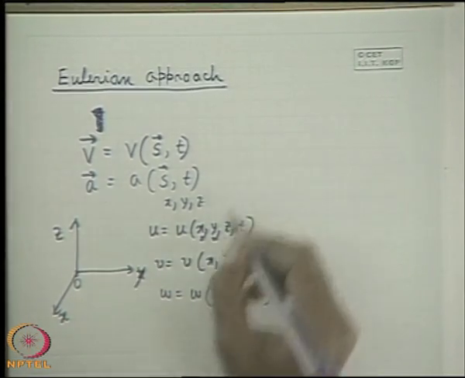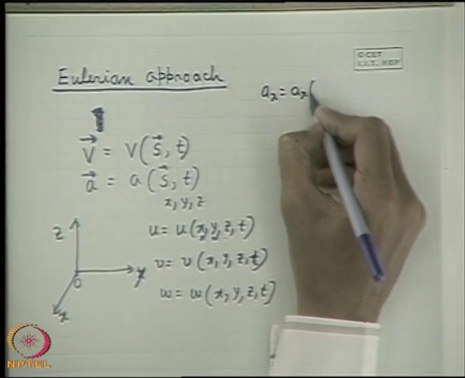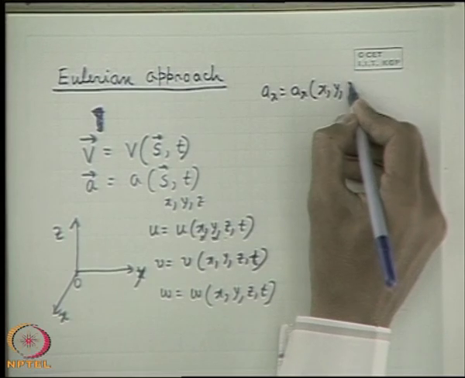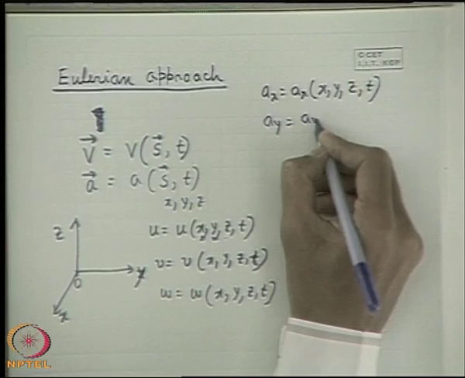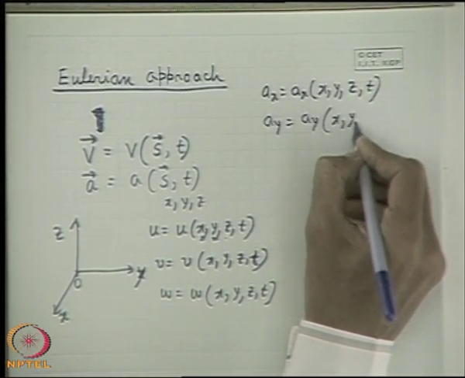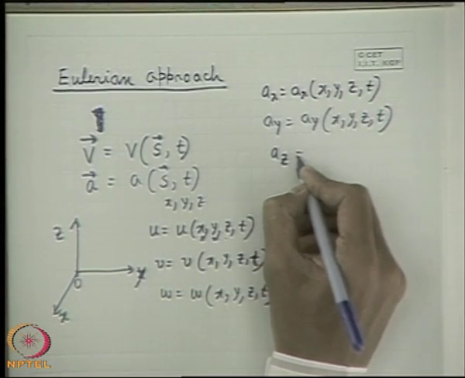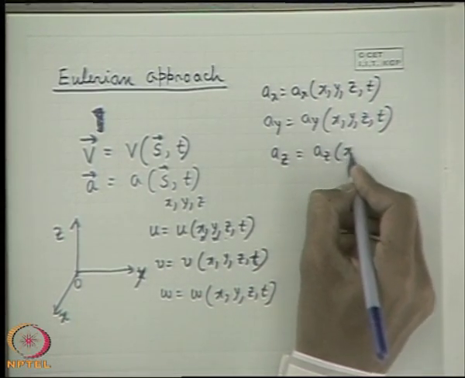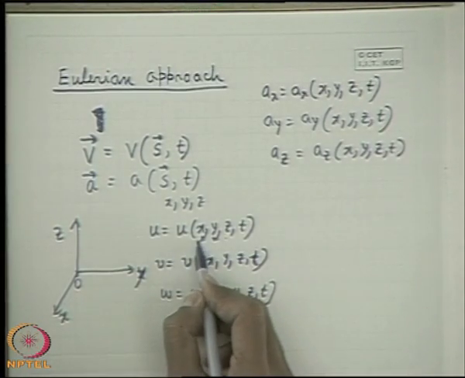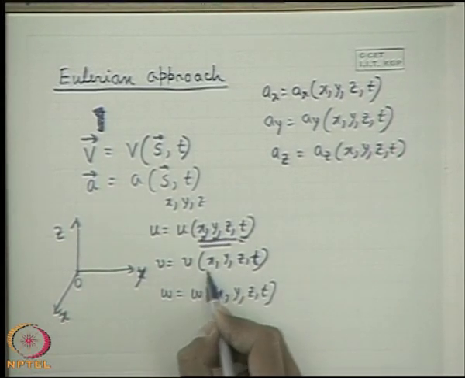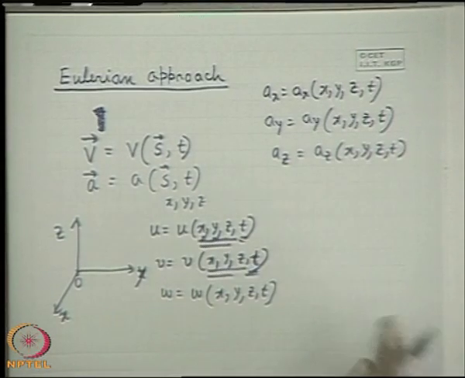Similar is the case for acceleration. Ax is a function of x, y, z and t. Similarly, ay is a function of x, y, z and t, and similarly Az is a function of x, y, z and t. That means here the velocities and accelerations are described as a continuous function of space coordinates and time, and this is permissible in the continuum mechanics with the continuum approach.